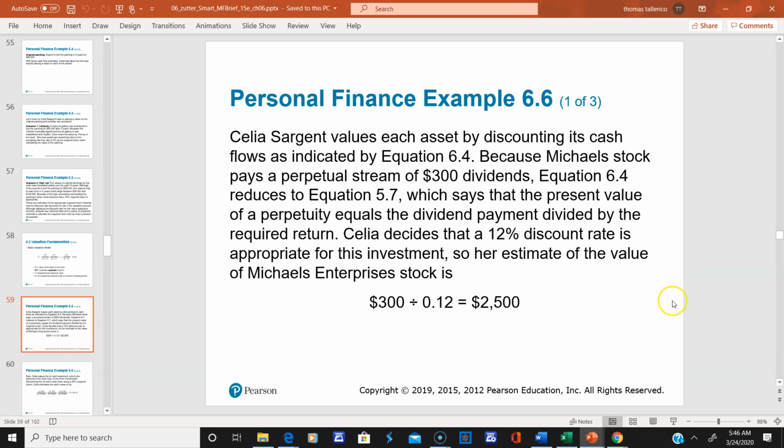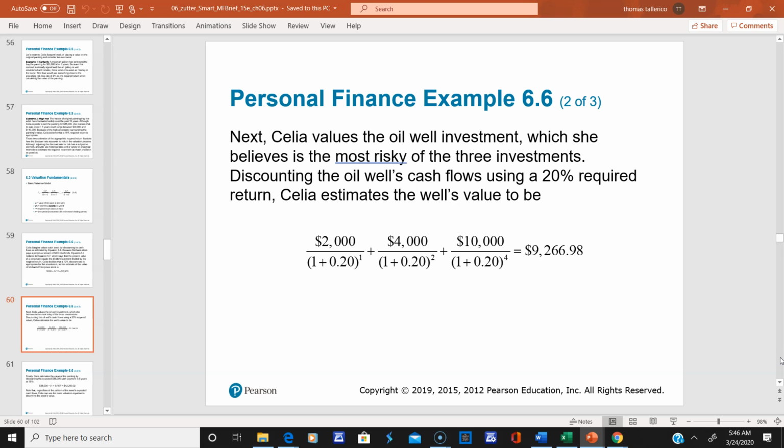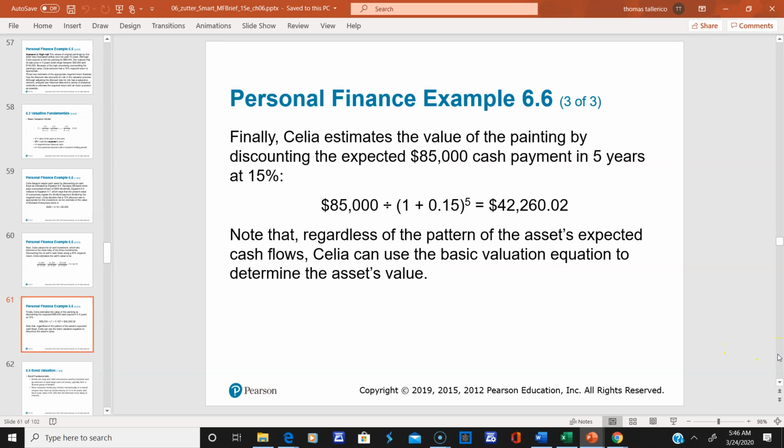All right, so here's another example, again going back to Cecilia's investments. And I believe this is for the common stock. And again, this is in your book, and you could go over this. And you can see them using that valuation equation here. And here again, now she's valuing the painting, right? It's an annuity, right? She's valuing the painting.